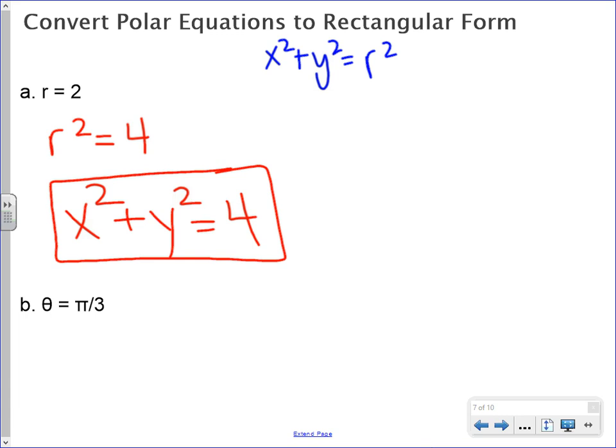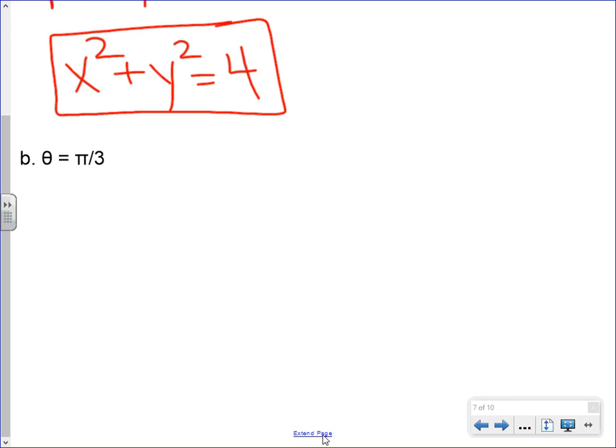Second one. This is an equation. Think about what it means. Anyone have an idea of what that would look like? Why is it a line? Theta is always pi over 3. Okay, we have a line. That's exactly right. This is a line at an angle of pi over 3. Theta is always pi over 3. It has no effect on what r actually is.